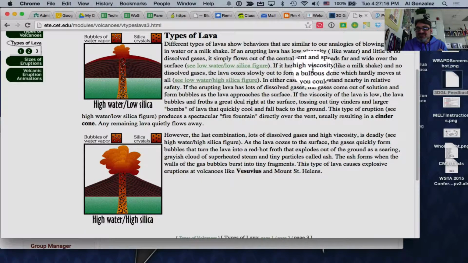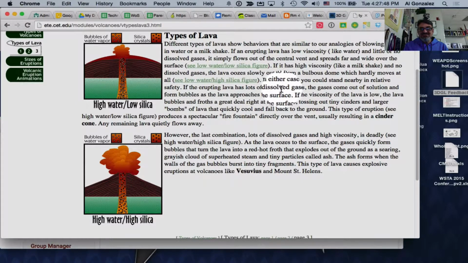If it has high viscosity, like a milkshake, so we're talking high silica, and no dissolved gases, low water, high silica, low water, the lava oozes slowly out to form a bulbous dome which hardly moves at all. See the low water, high silica figure. In either case, you could stand nearby in relative safety.